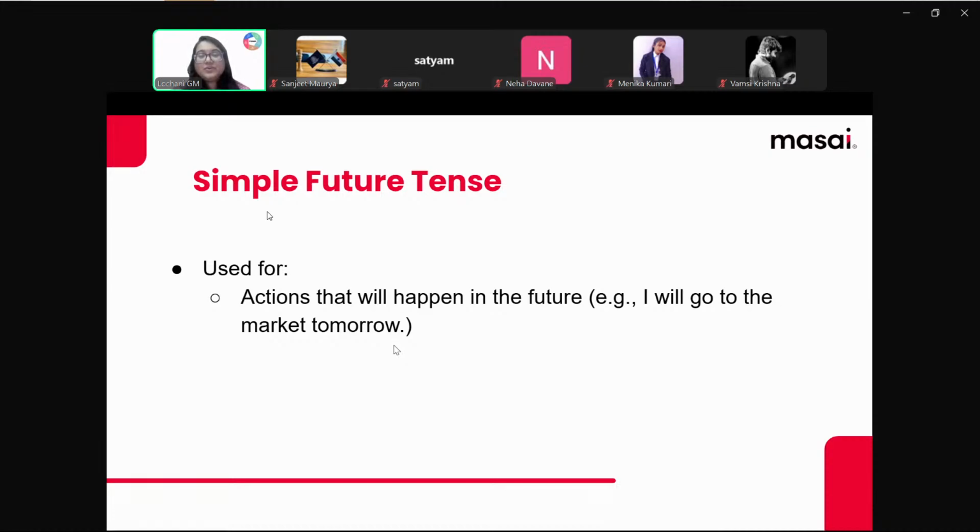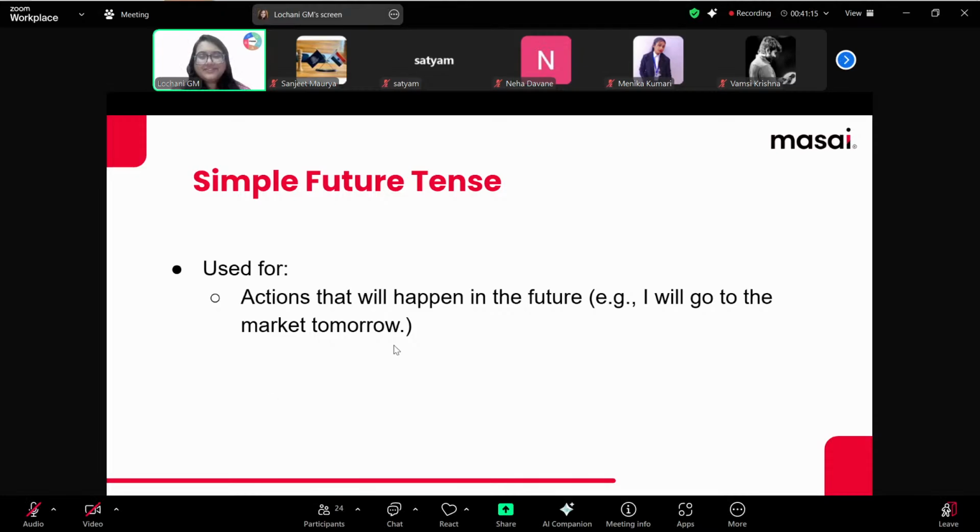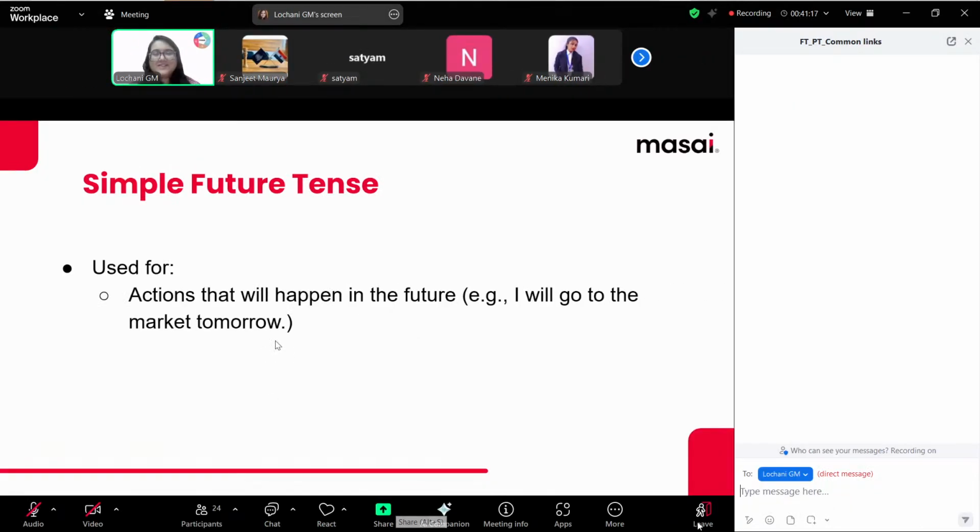What do you plan to do, or what do you want to be in the future? What will you do in the future? So try framing sentences accordingly. What will you do in the future?